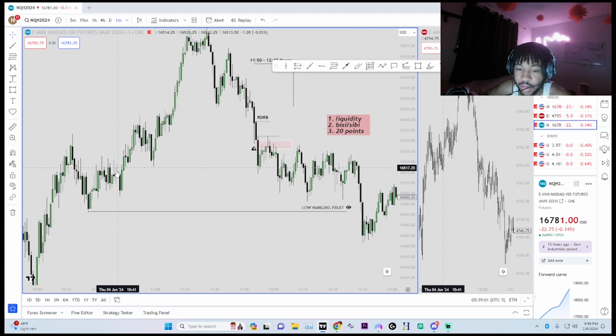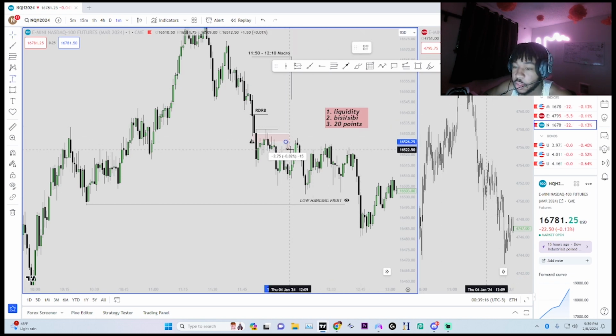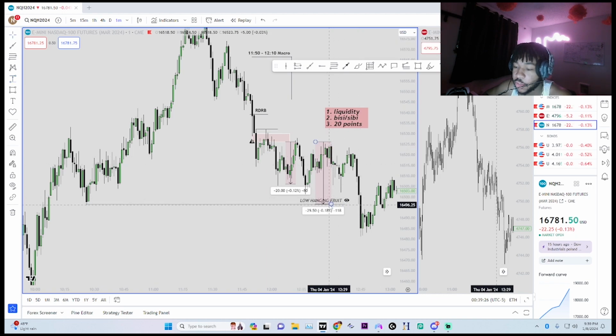One, do we have liquidity? Yes, we do, low hanging fruit. Do we have a busy or a SIBI? Yes, we do. We have one right here, classified as a SIBI. Also, does the SIBI give us 20 points to our terminus? A little choppy in the macro, it gives us 20 points, and in full terminus almost 30 points. I could stretch it out to 30 points.